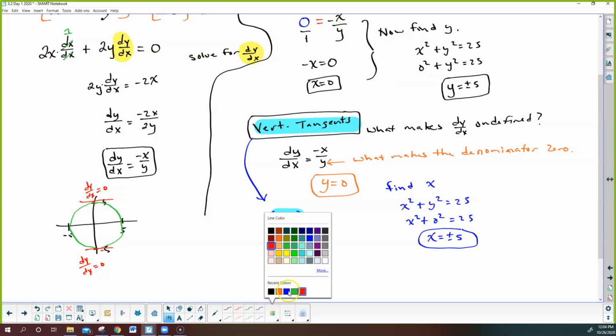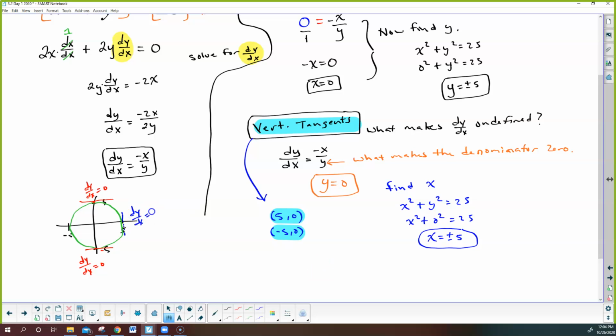Well, what about the vertical tangents? At 5, 0, dy/dx is undefined. Right? And then same thing here. dy/dx is undefined at those points. And you can quickly see the vertical tangents and the horizontal tangents. And that just gives visual evidence as to why we just did what we did.